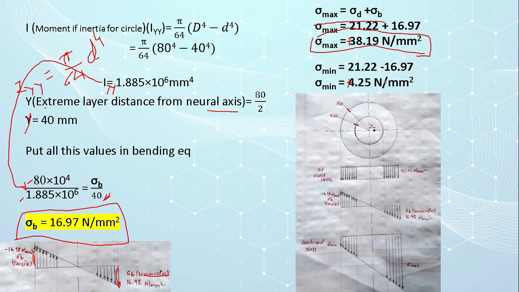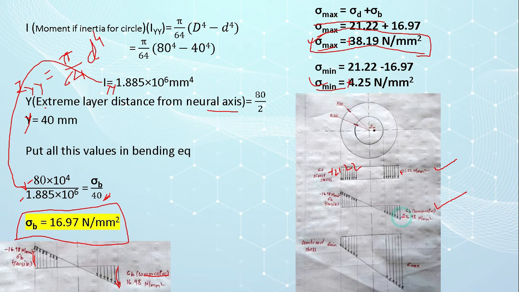Therefore, these two are compressive in nature. These two values also can be calculated here. This is a figure for direct stress, and this is the stress distribution diagram for bending stress. This is a plus 21.22. This is also plus 21.22. This is a minus 16.98.